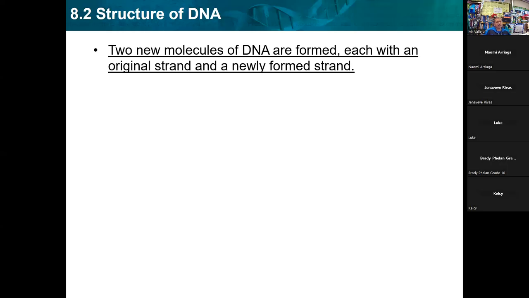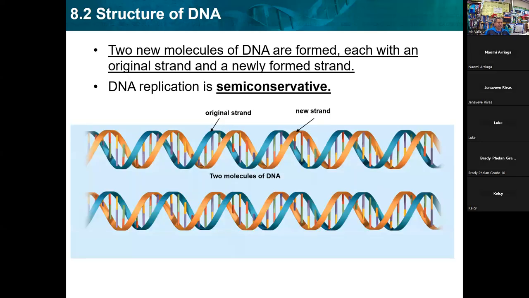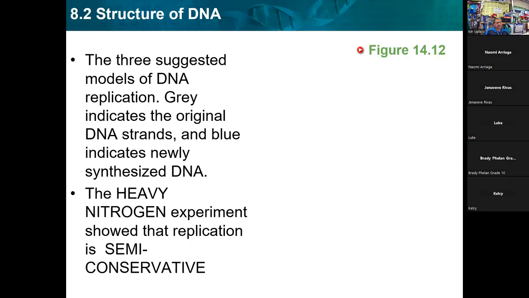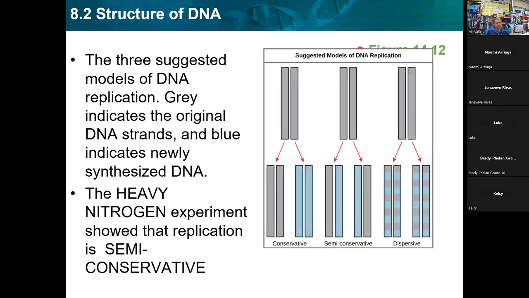When all this is done, you get two new molecules of DNA, and each has one original strand and a newly formed strand. So we call this a semiconservative method of DNA replication. But they didn't always think that this was the way it was. And so there are three different possibilities. And so they did an experiment, Meselson and Stahl. Meselson and Stahl did this experiment. So obviously it's called the Meselson-Stahl experiment.